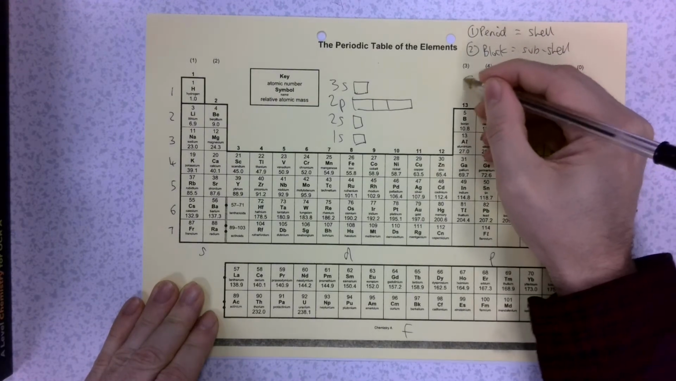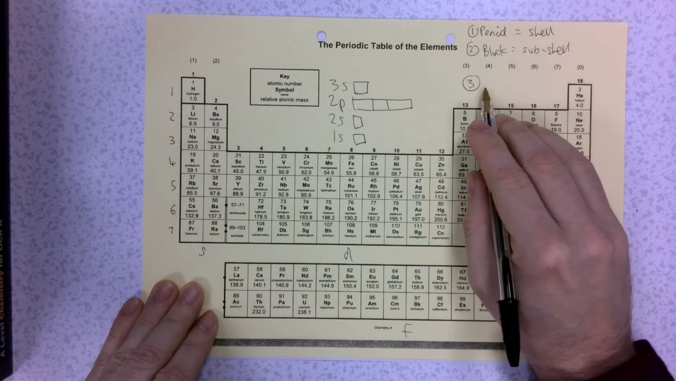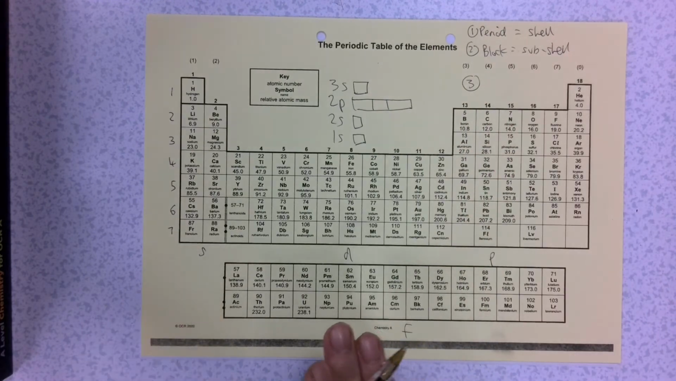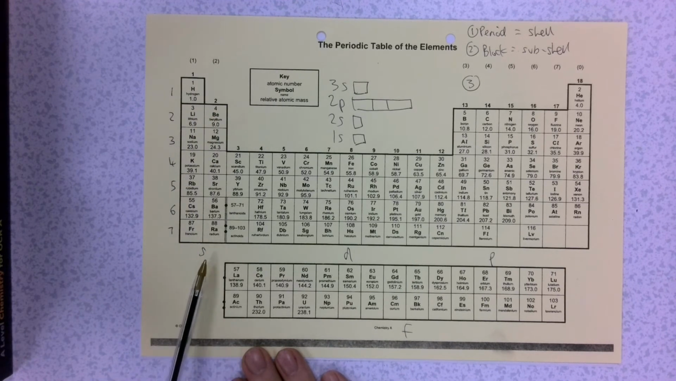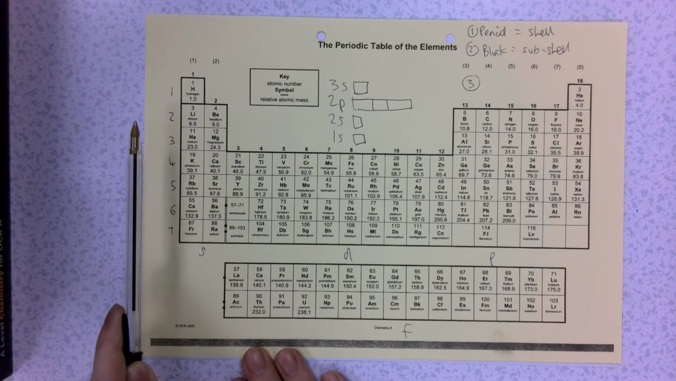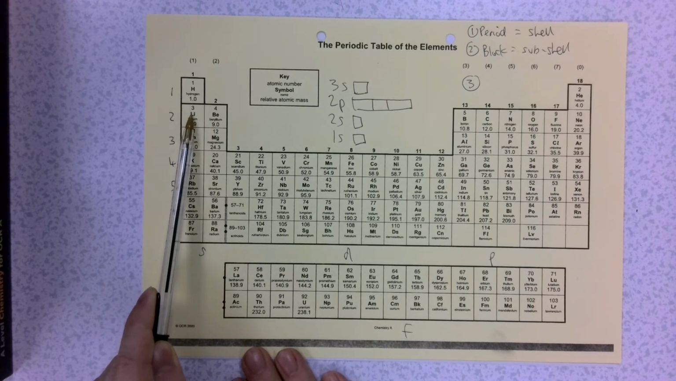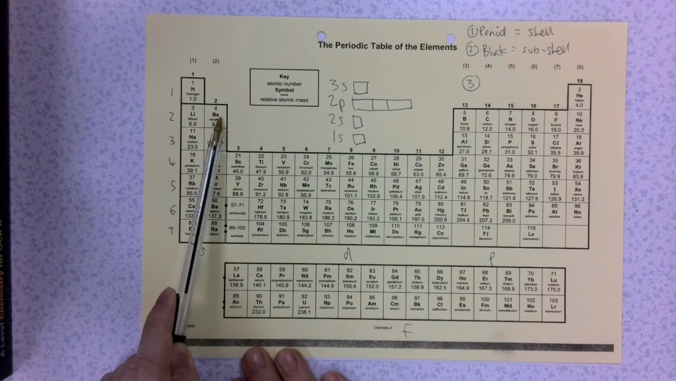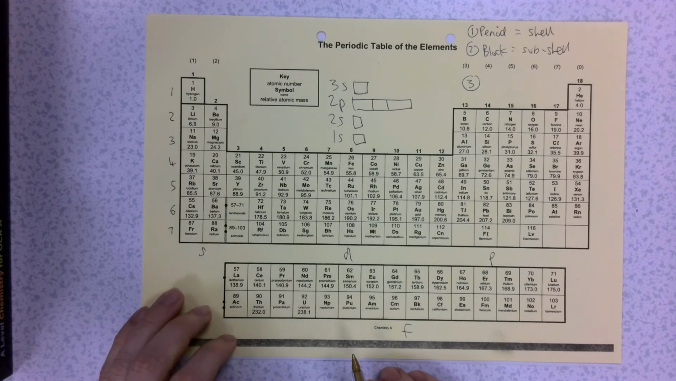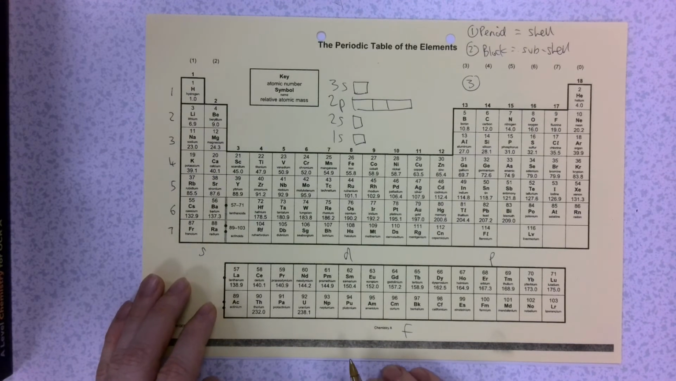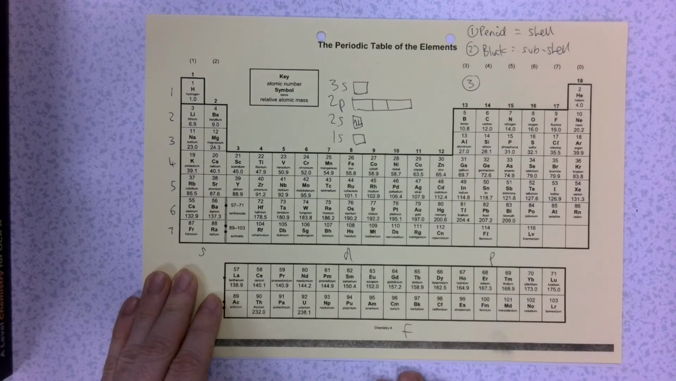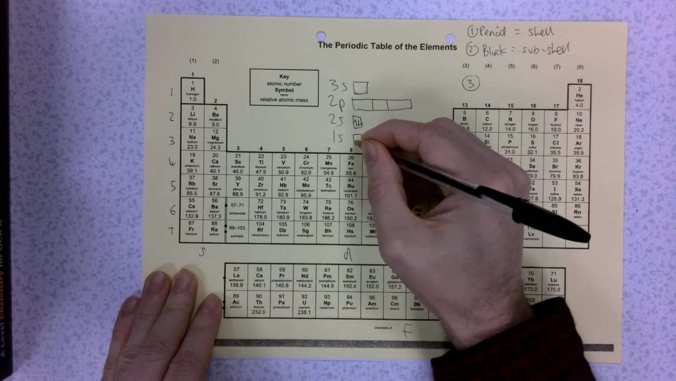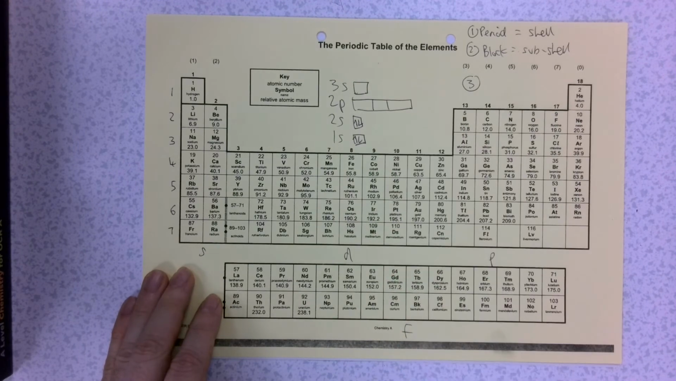And then finally, I won't have enough space to write this down here, but I'll just say it. What we do is we count how many elements across in that block your element is. So beryllium is the second element across in the S block. So that means its final electron is the second electron in 2s. And then we just fill up to there, like so.